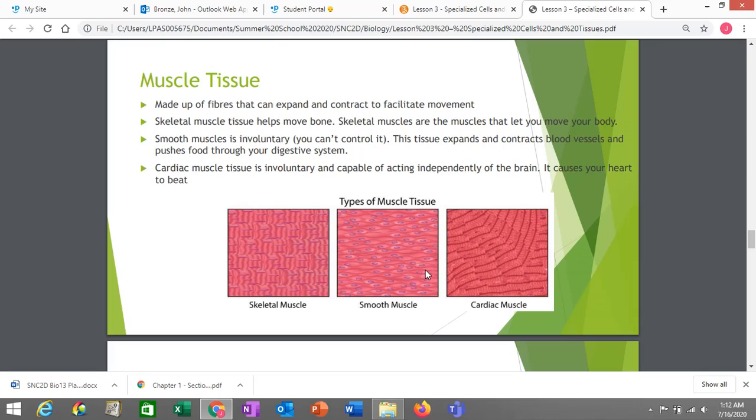All right, we also have muscle tissue. This is made up of fibers that can expand and contract to facilitate movement. You don't have to worry about the names of these fibers or anything like that. But essentially, they can get longer and they can get shorter. If you're holding onto something and you shorten your arm, you pull it towards you. So you can kind of push and pull with muscle.